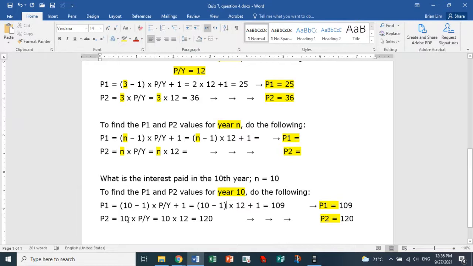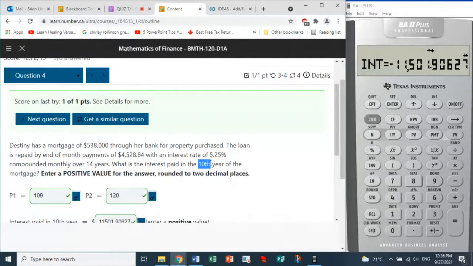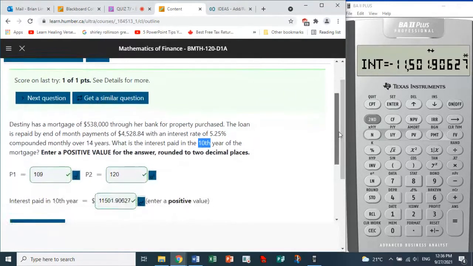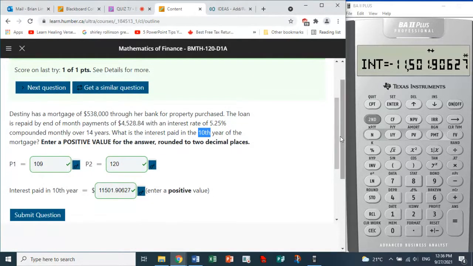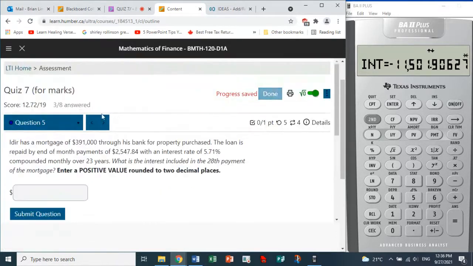And the second number, we just take the year, which is the 10th year, and multiply by PY, which is 12. 10 times 12 gives us 120. So the two numbers are 109 and 120. Okay, very nice. So that is question number 4 of quiz number 7. And those are the answers. Okay, so let's go to the next question.